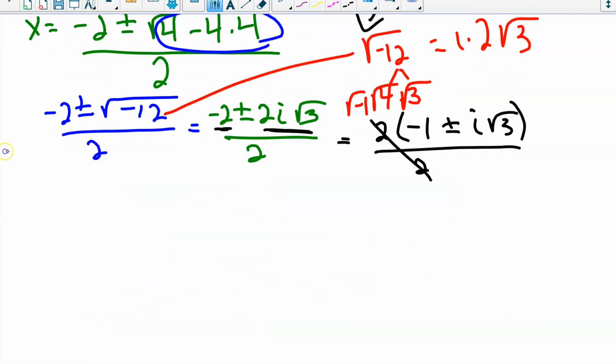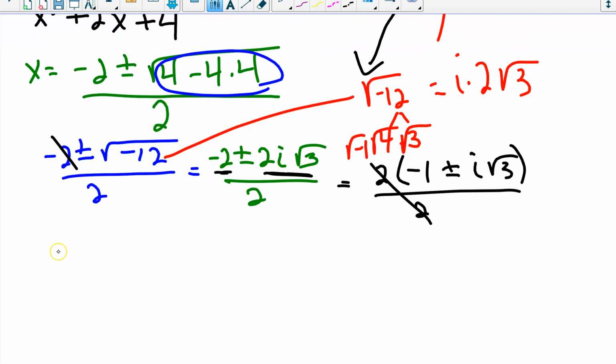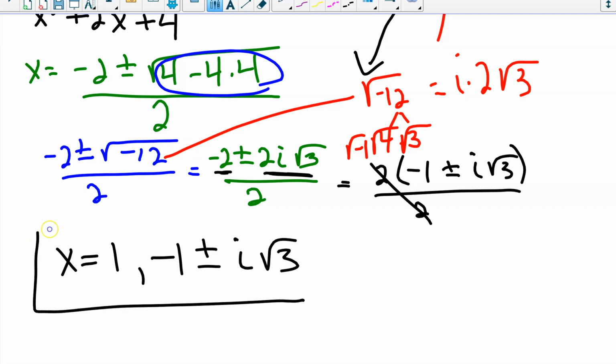So I end up with, as my final answer here, I had a 1 up there. Oops. Erase that. x equals 1, comma, and then negative 1 plus or minus i, the square root of 3. So those are my 3 roots. 2 of them are non-real, 1 is real.